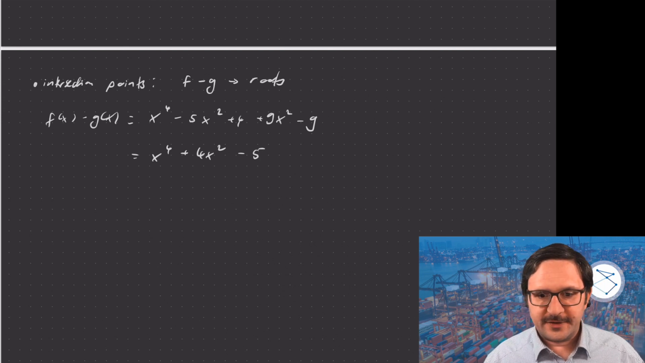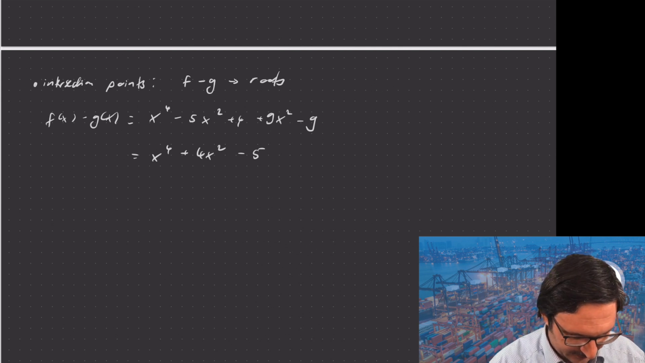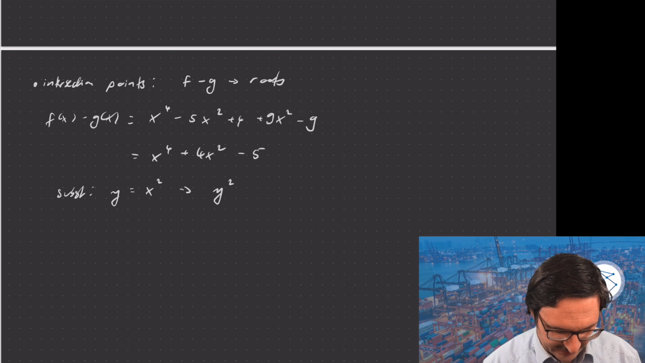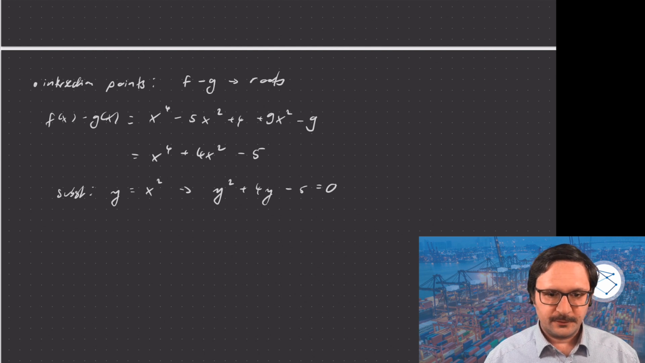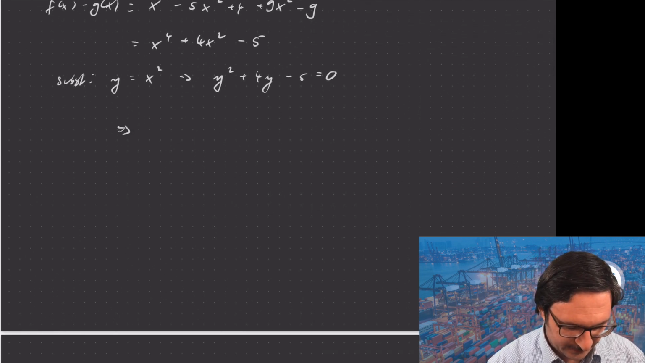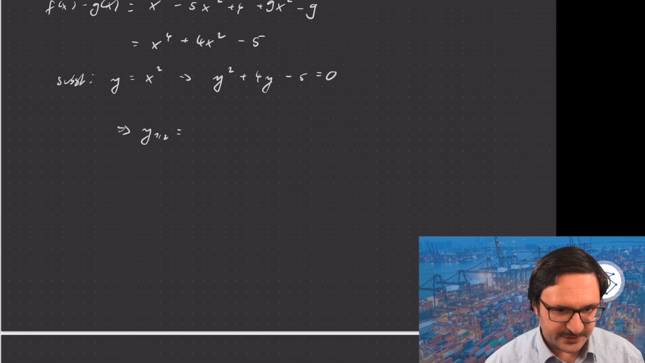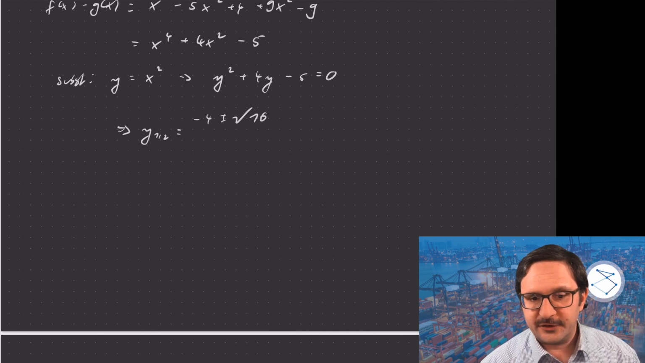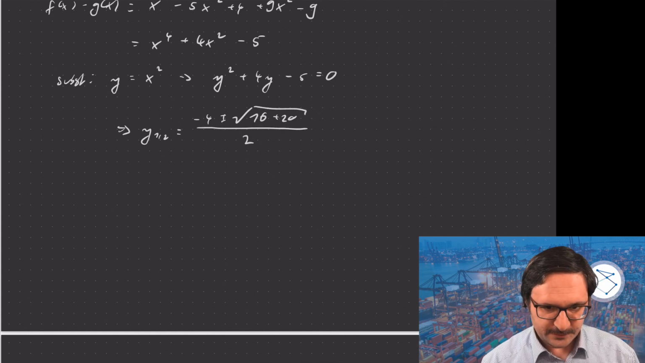Now to get the roots of that expression, we can just make a simple substitution. We substitute y for x squared, and then this translates into y squared plus 4y minus 5 equals 0. The roots of this can easily be computed. So the two roots here for y are minus 4 plus minus the square root of 4 squared, that is 16, minus 4 times 1 times minus 5, so 4 times 5 is 20, we get plus 20. And we divide that by 2.